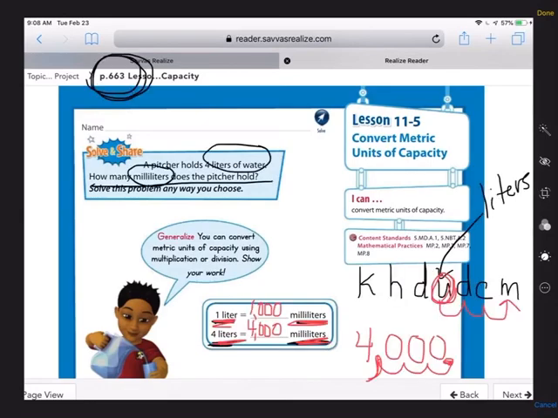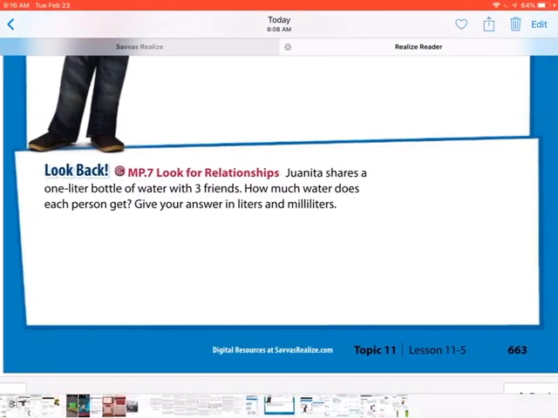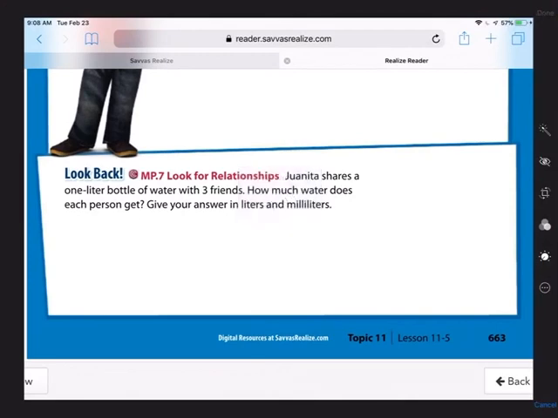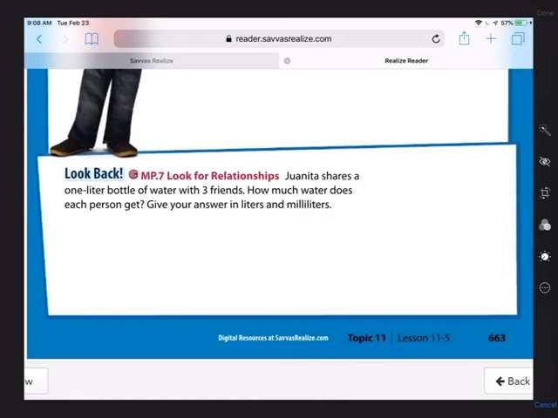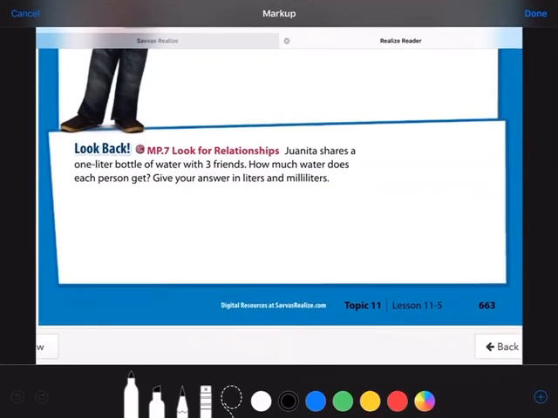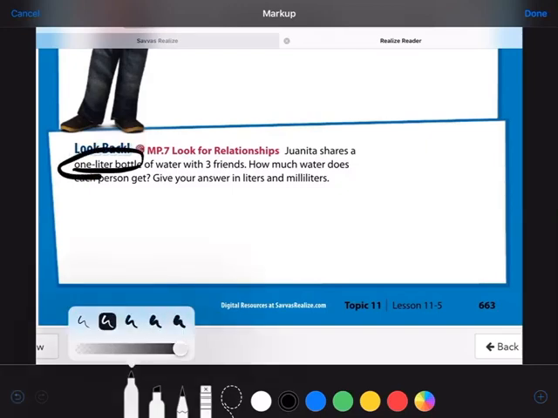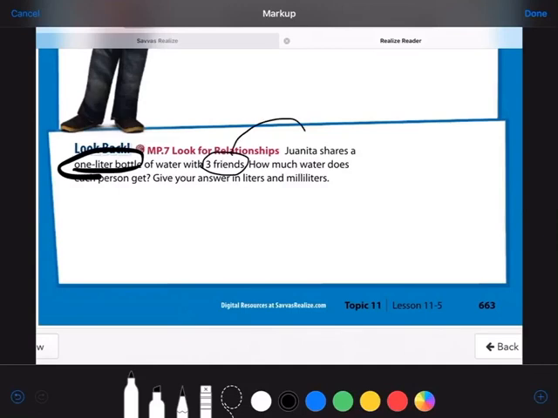Now let's go down to the bottom of the page. Down at the bottom of the page, there is the look back. It says Juanita shares a 1 liter bottle of water with her friends. How much water does each person get? So 1 liter bottle, with 3 friends. Plus, don't forget Juanita. She's one person, too, that's sharing. And then it says, how much water does each person get?